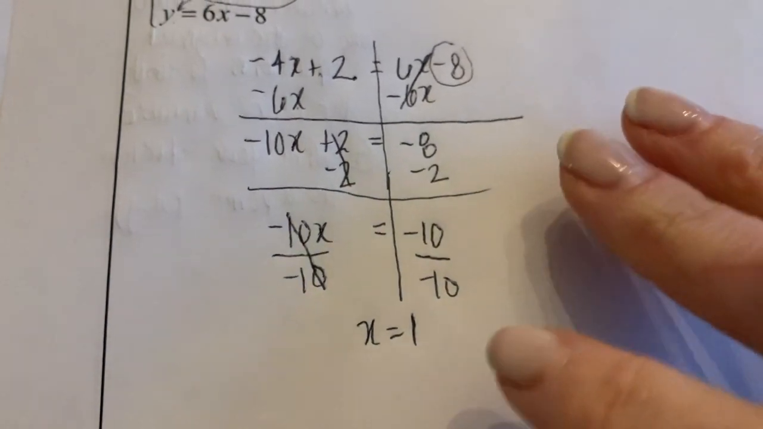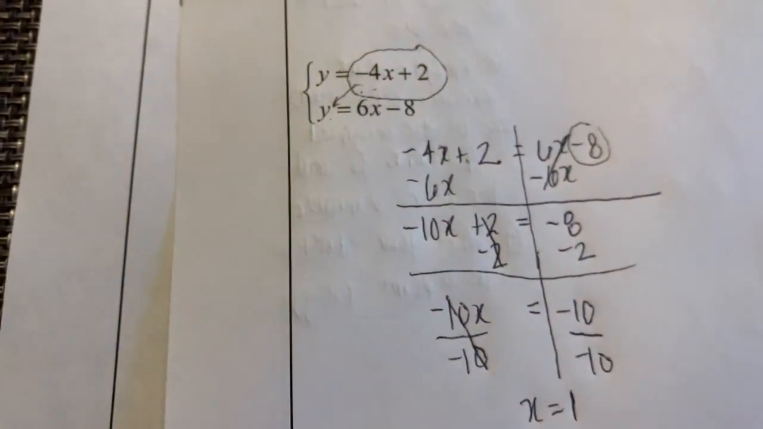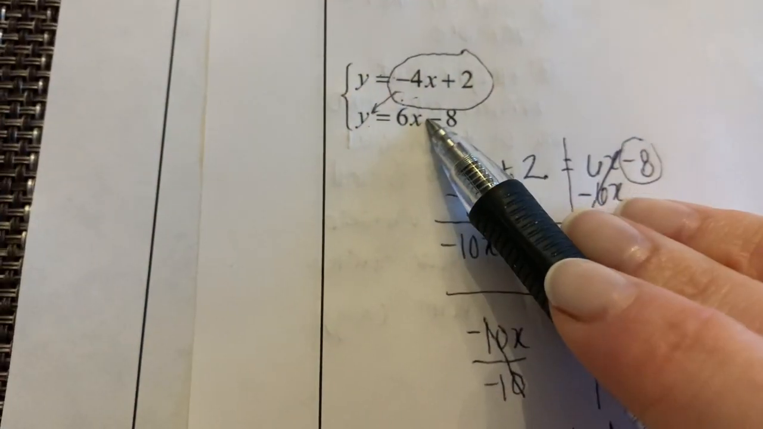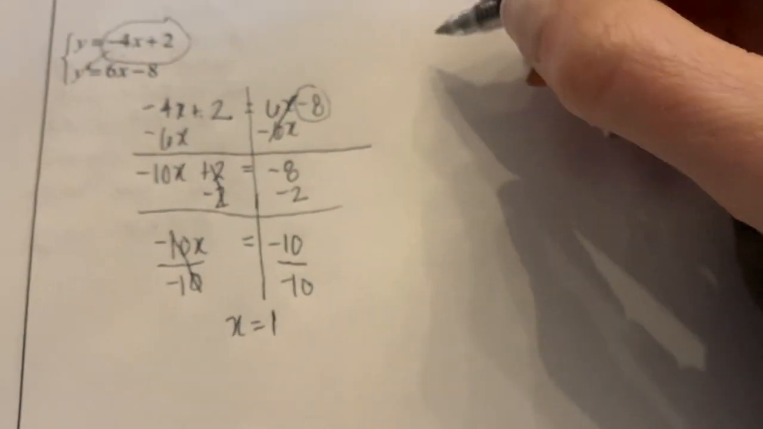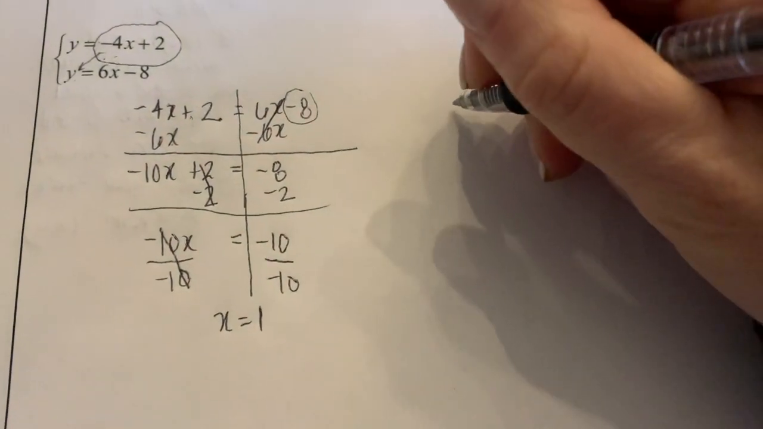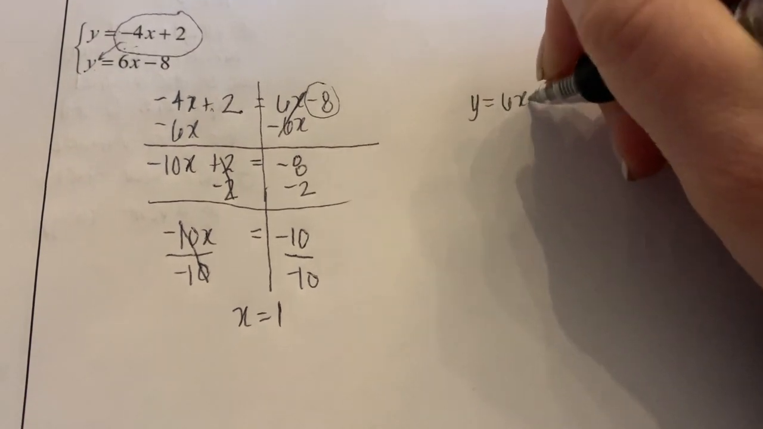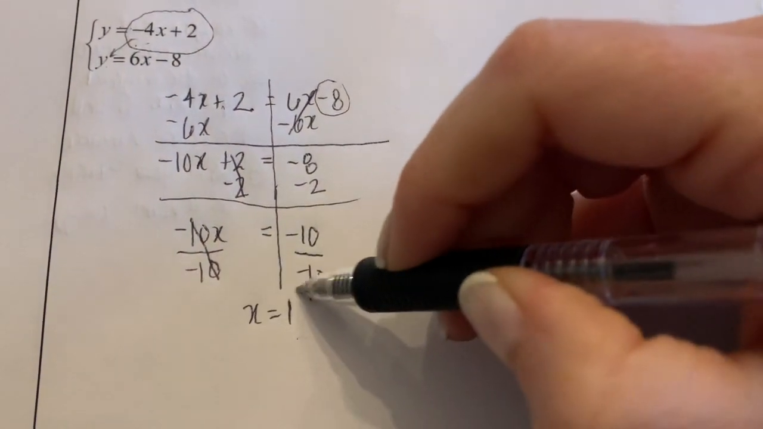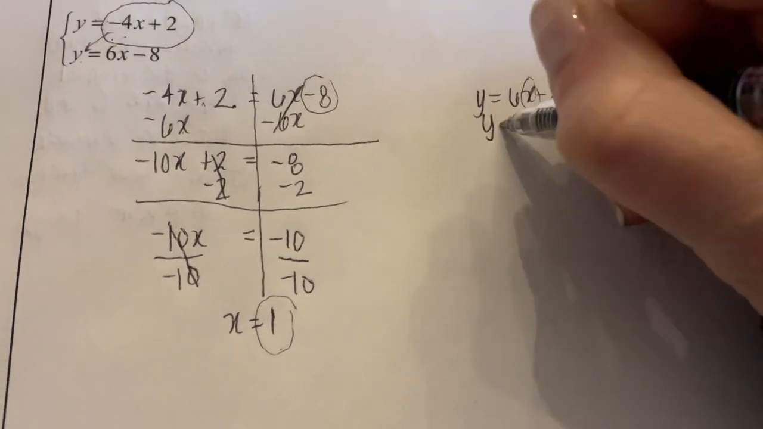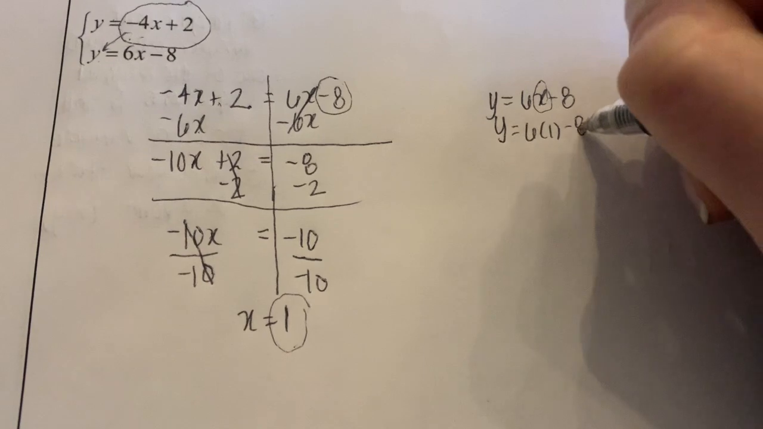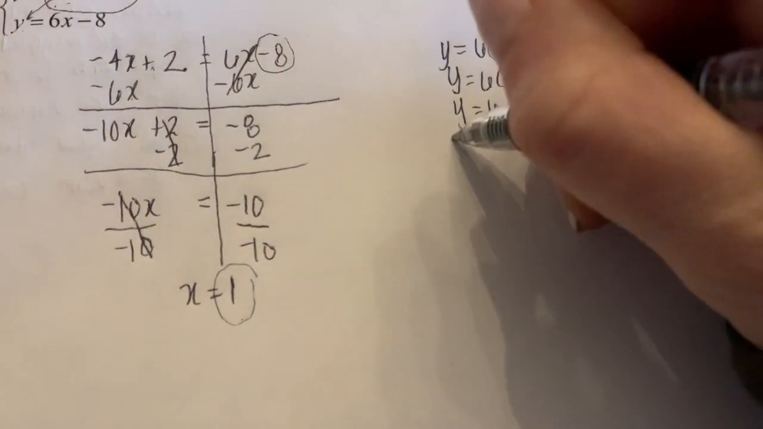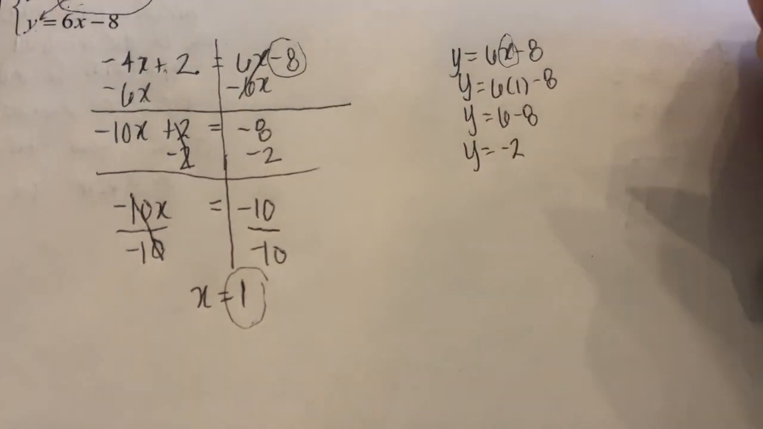Okay, so I have my x value. Now I'm gonna go back in and I'm gonna use the nicer equation. I'm gonna use the second one just because there's no negatives, but you can use any one you want. Okay, and the point, remember, is to find y. So I'm gonna go y equals 6x minus 8, and instead of x, I'm replacing it with 1. Y is equal to 6 times 1 minus 8. That gives me y equals 6 minus 8, which is negative 2.